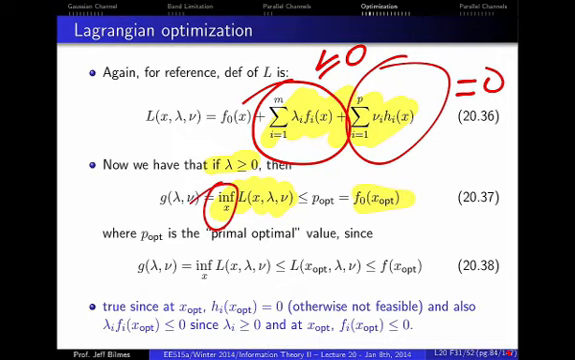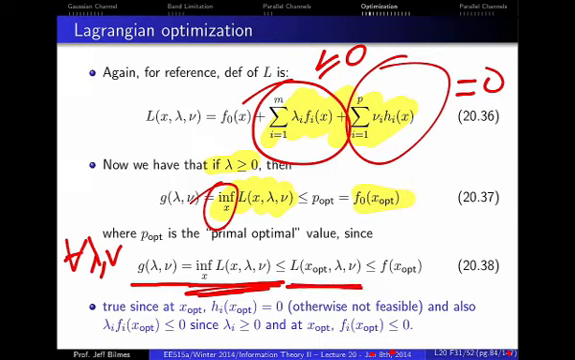So therefore, for all lambda and nu, we have g of lambda nu, which is defined in this way, is less than the Lagrangian at the optimal value for any lambda nu, which is less than or equal to f opt. Because by x being feasible, h is 0, and so nu doesn't matter. And by x being feasible and lambda being greater than 0, f i is going to be less than 0, so that's only going to decrease it relative to the optimum.